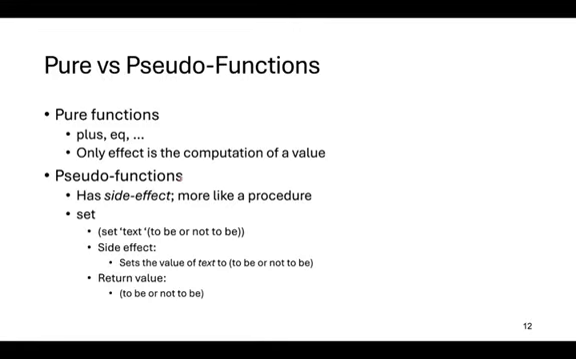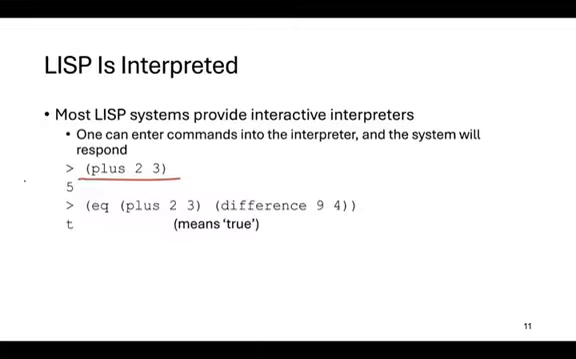One more thing to highlight about the functions. The basic functions that we studied, like the plus function, are called pure functions. What we mean by a pure function in Lisp is that the only effect is a computation of a value. For example, with plus, we're adding 2 plus 3, giving you 5. It didn't change any variable or anything inside the memory. It just gives you a result, which is 5.